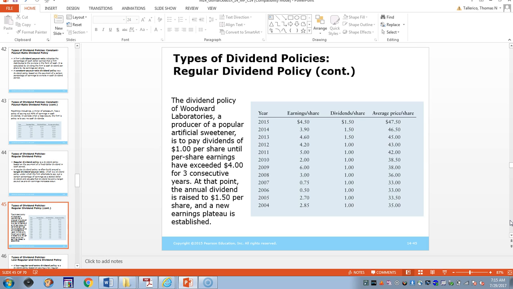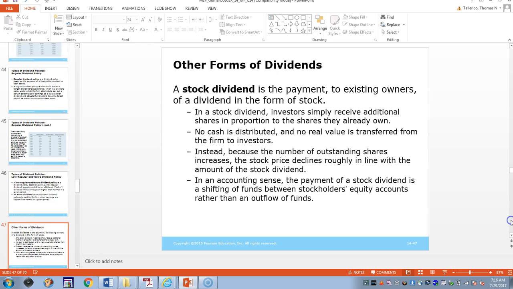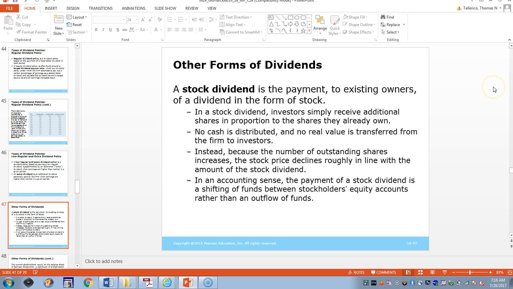As I previously mentioned, there's a thing here called an extra dividend, and that's an additional dividend optionally paid by the firm when earnings are higher than normal in a given period. You could look at this, right? And as I said, Apple paid me an extra dividend a while back. A lot of times companies have tons of cash, and they'll pay an extra dividend. Costco just recently did that.